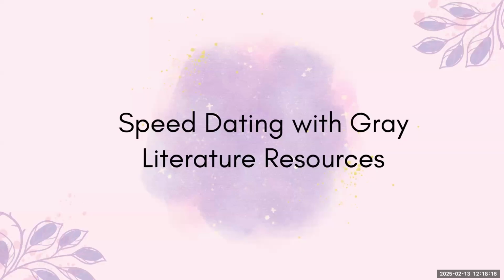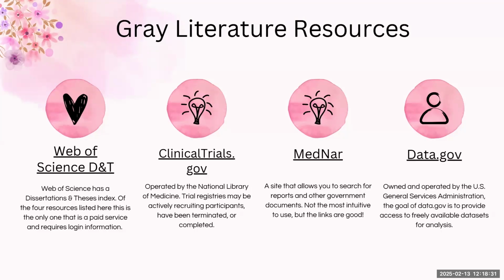Now, that is preprints. If you have any questions, please let me know. But we're going to move on to speed dating our gray literature resources. Okay, so we have 4 more. And some of them we'll talk about, but some of them might be a little meh.